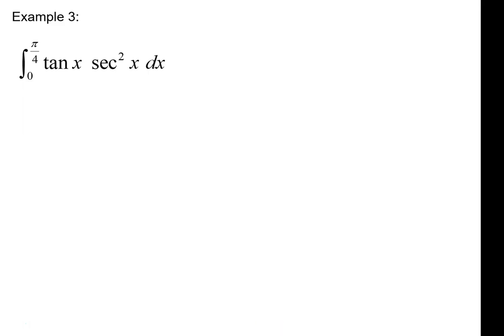Let's try another one. We've got the integral of tangent x secant squared x from 0 to pi over 4. So hopefully you see that if we let u equal tangent x, that's a good choice because the derivative will contain secant squared x, which is exactly what I have in my integrand.